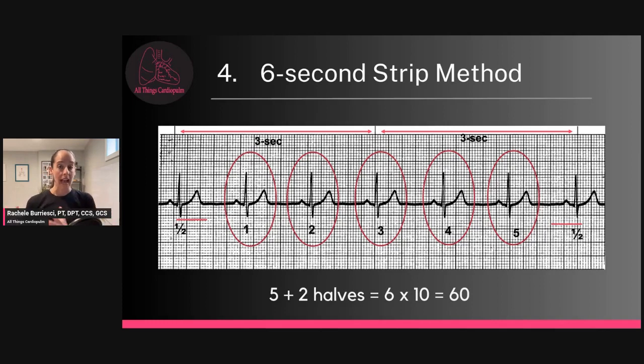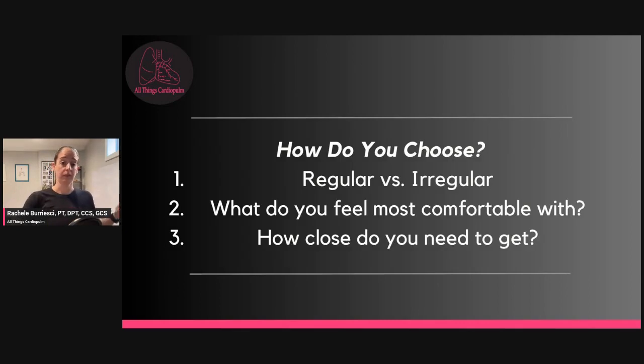Pretty even, right? Everything gave us 60 except for the 1500 method, which gave us like 62.5, which gives you the whole answer. They all work. So how do you choose? I gave you 4 methods. How do you choose? First question you have to ask is the rhythm regular versus irregular? That's the first part. If it's regular, you have 3 options. Then you choose what you feel most comfortable with.